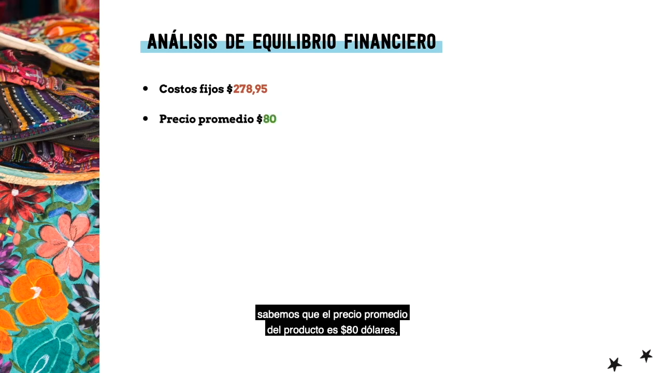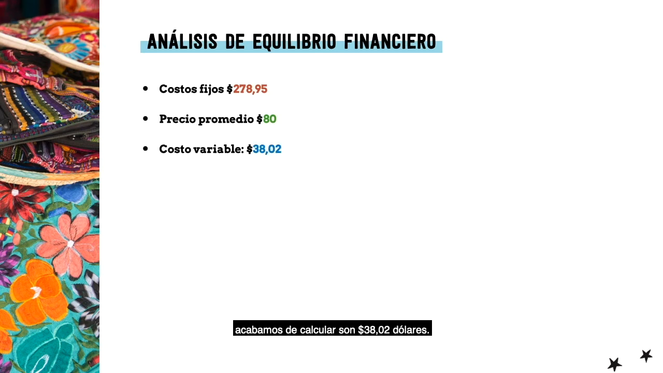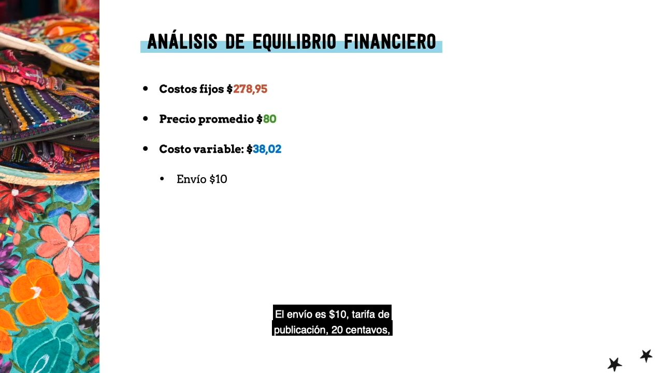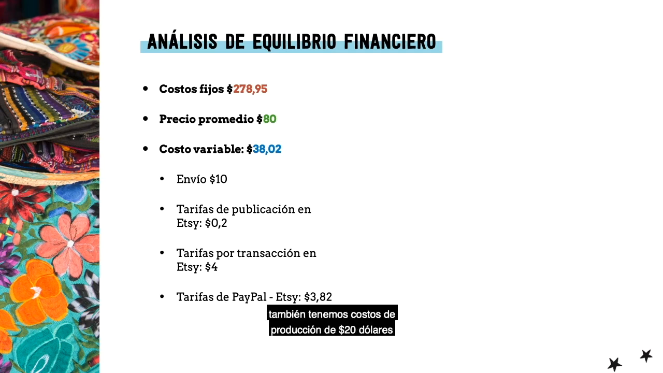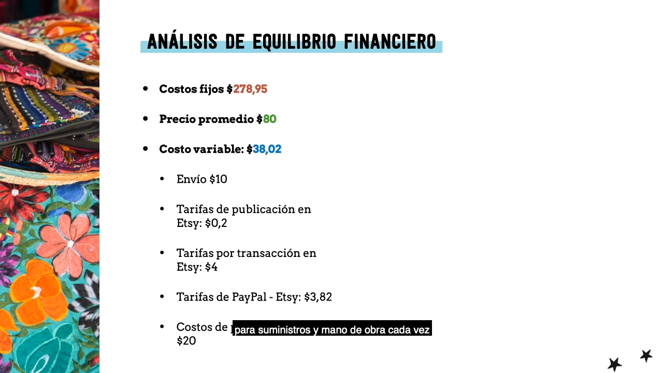We know that the average product price is $80 and our variable costs that we just calculated are $38.02. Shipping is $10, listing fee 20 cents, transaction fee $4, and the PayPal fees $3.82. This is all things that we've learned using the ecomConnect calculator. And then remember, we also have production cost of $20 for supplies and labor every time we have to create a new product.